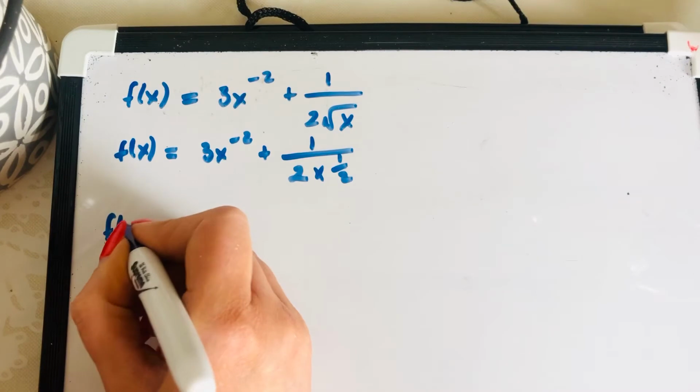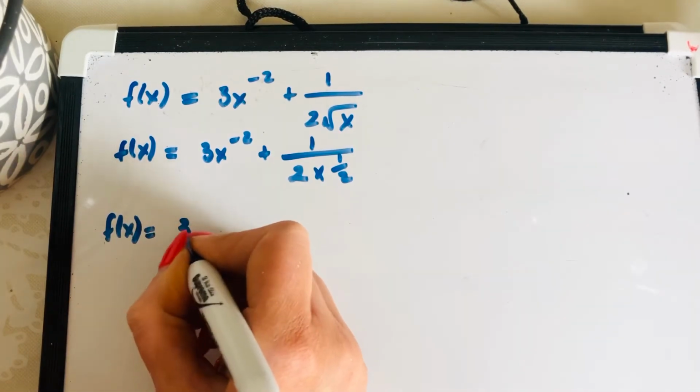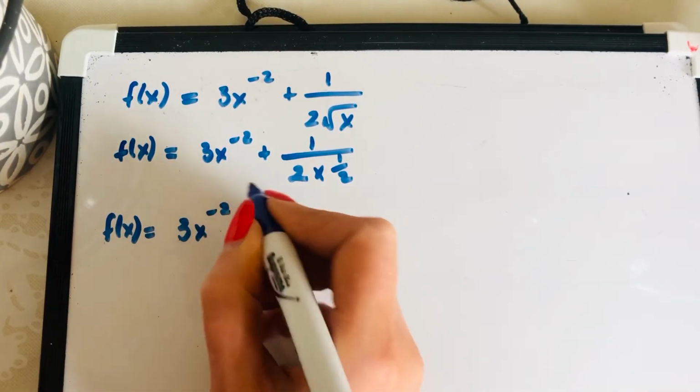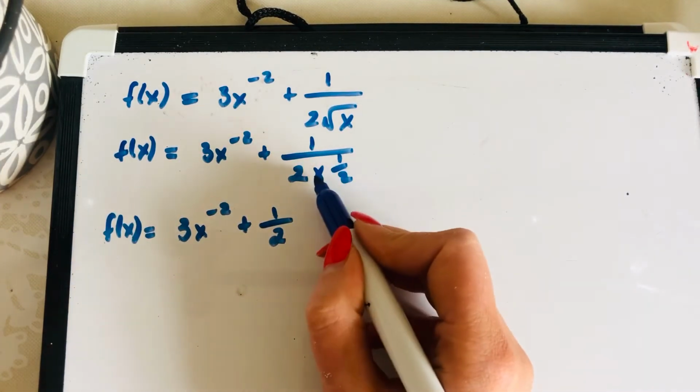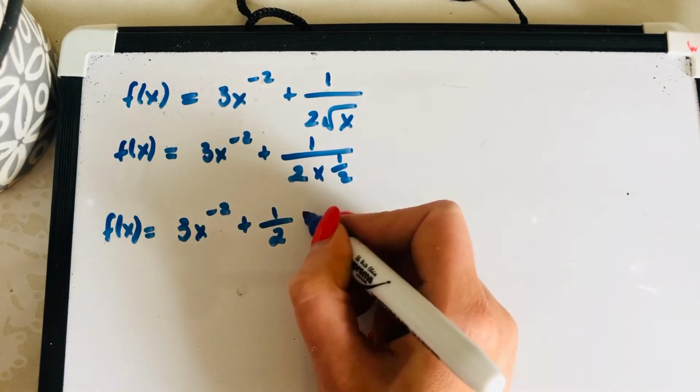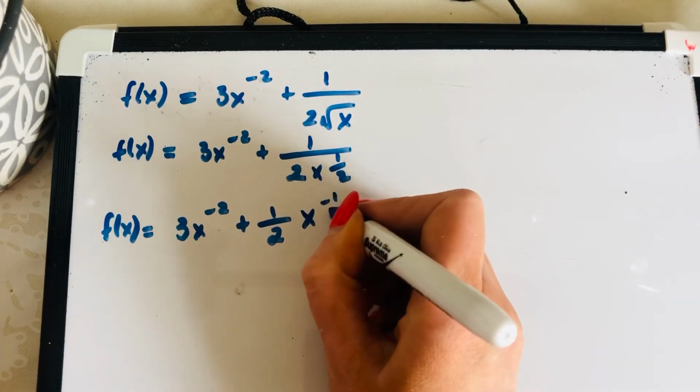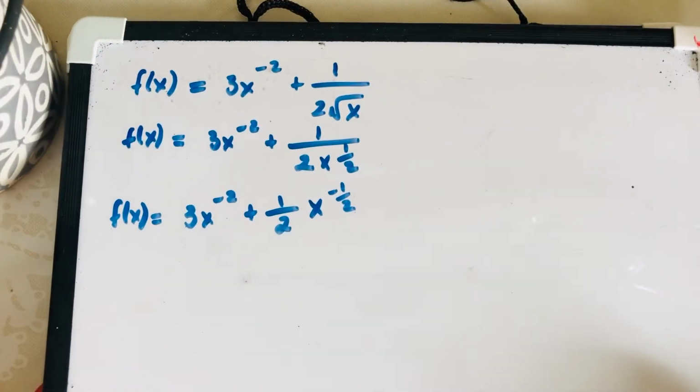Keep going. We can leave this again alone. And then we're going to have our 1/2 here and bring this x to the power of 1/2 above the line. And when we do that, of course, we change it to -1/2.